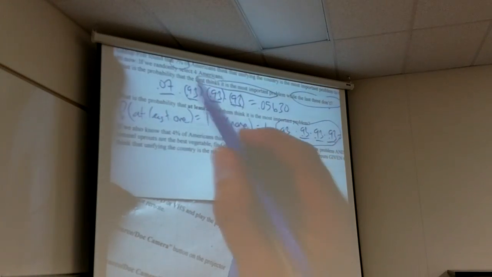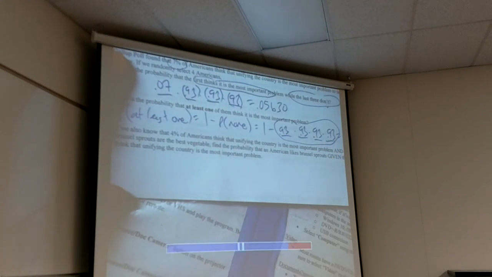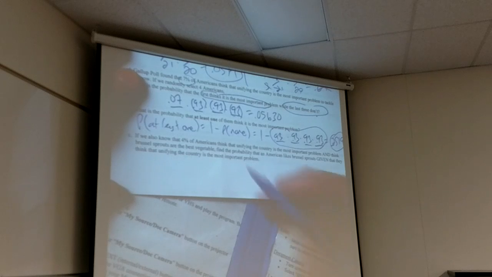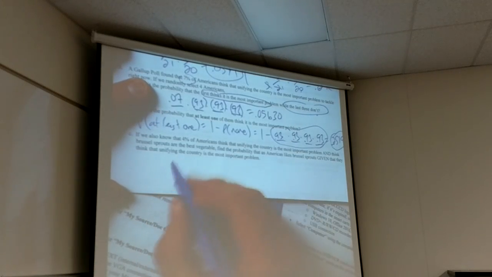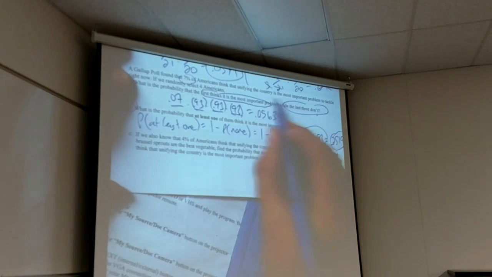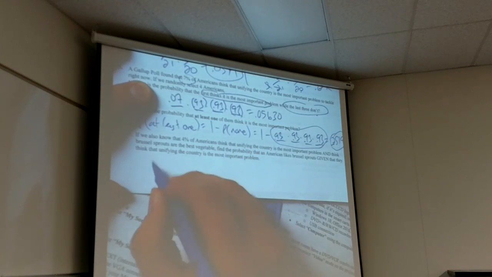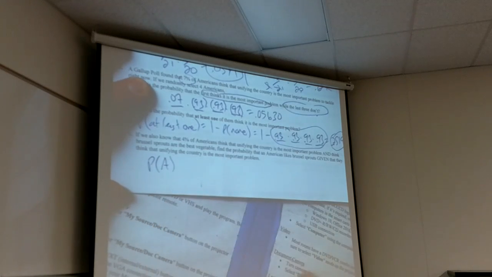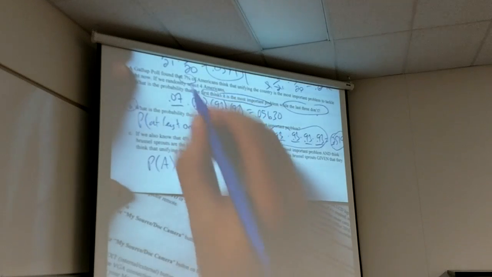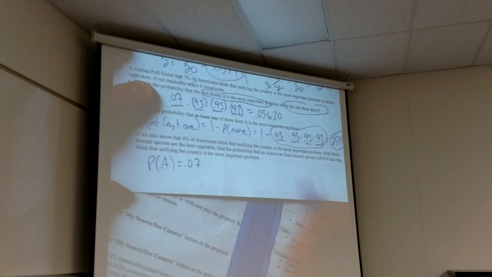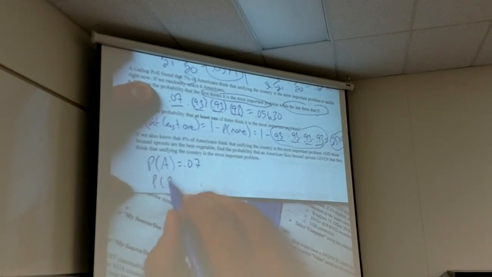All right, so this last one sounds insane. I suddenly bring into this Brussels sprouts. And you're like, what the shit? So the probability that they think unifying the country is the most important part, let me call that the probability of an American thinking that. Let me call it probability of A. So that's 7%. And what am I going to call the probability that they like Brussels sprouts? Let me call that P of B.